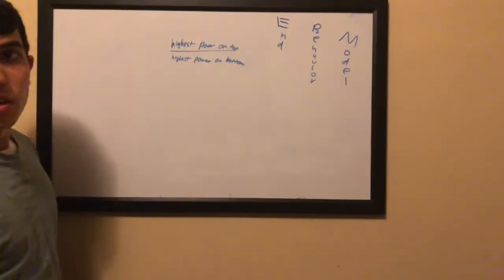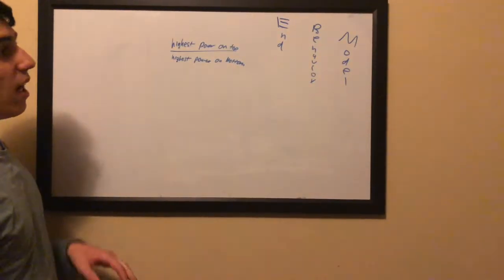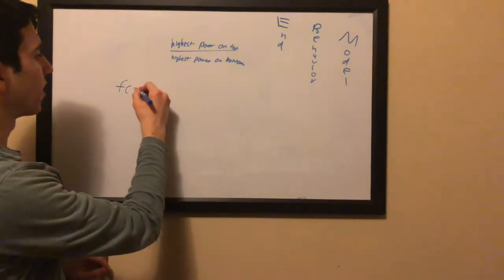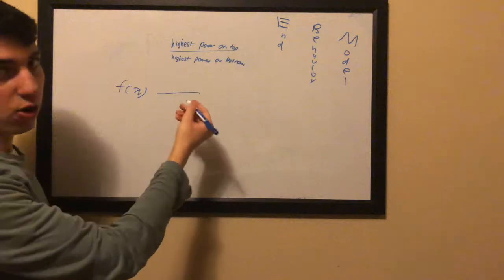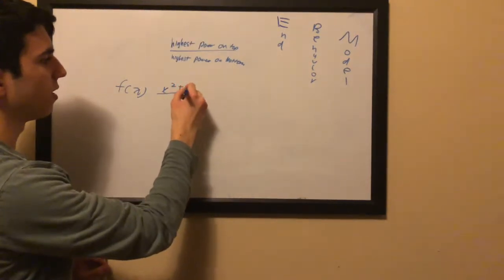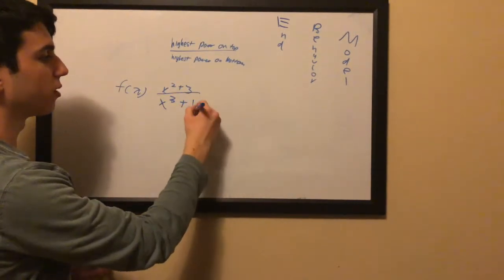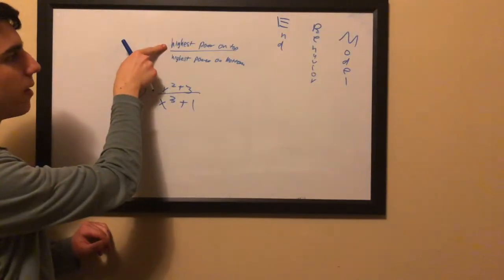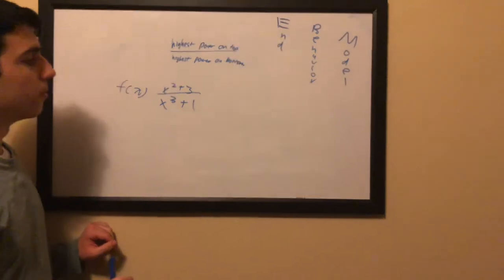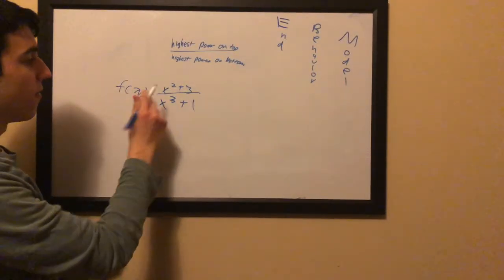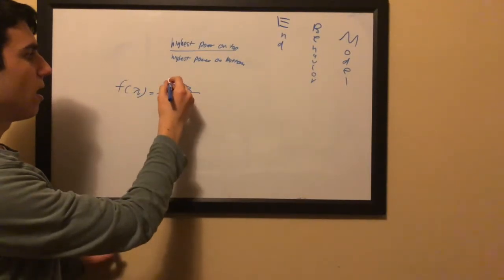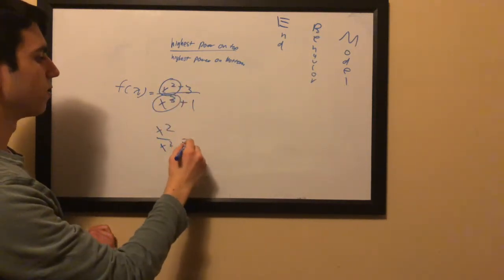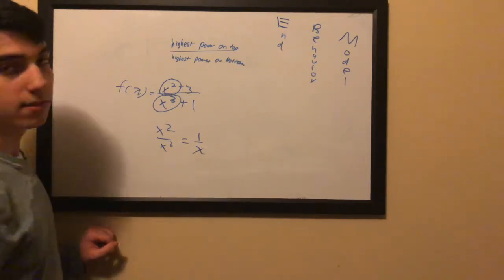So now let's talk about the end behavior model. The end behavior model of a rational function f of x, which means it's basically a function over a function, like x squared plus 3 over x cubed plus 1. It doesn't really matter. It says take the highest power on the top and divide it by the highest power on the bottom. So the end behavior model of f of x in this case would be x squared over x cubed, which just simplifies to 1 over x.